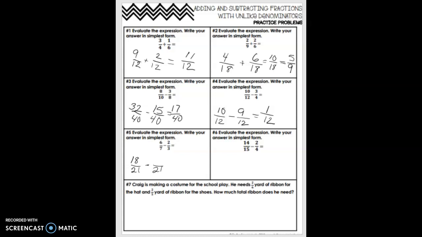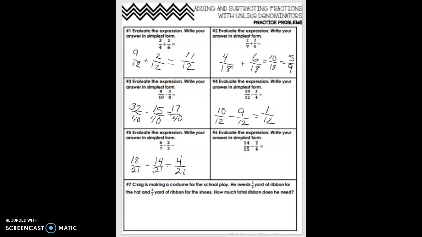7 times 3 gives me 21 for the next one, so I have to take the numerator of 2 times 7 for 14. Now that I have my equivalent fractions, I can subtract the numerators. 18 minus 14 is 4, and my denominator stays the same. 4 and 21 do not have any factors in common, so that is the simplest form and my final answer.